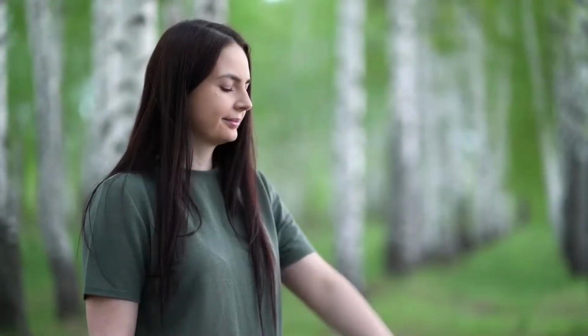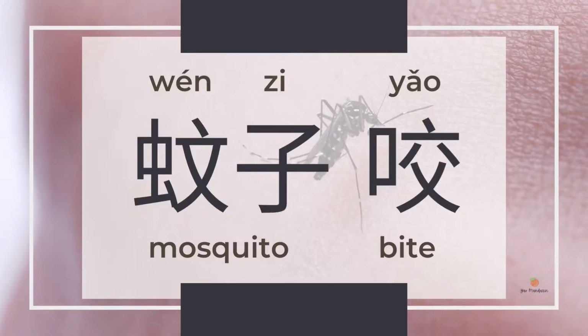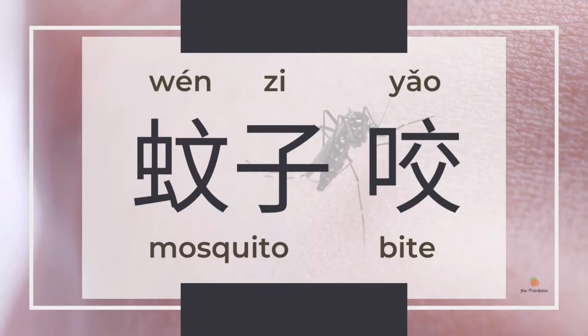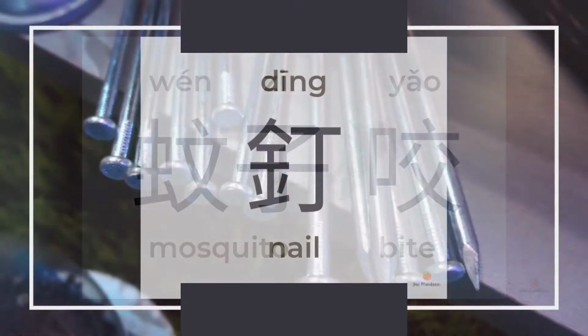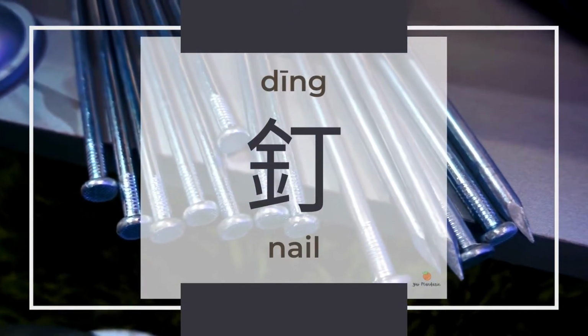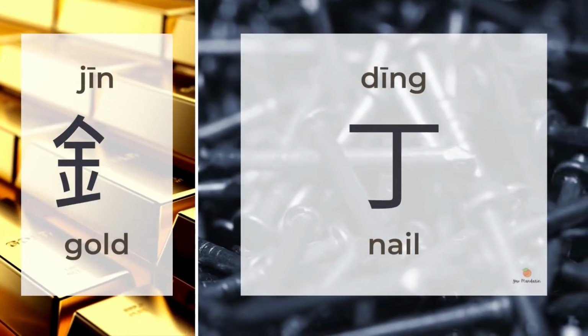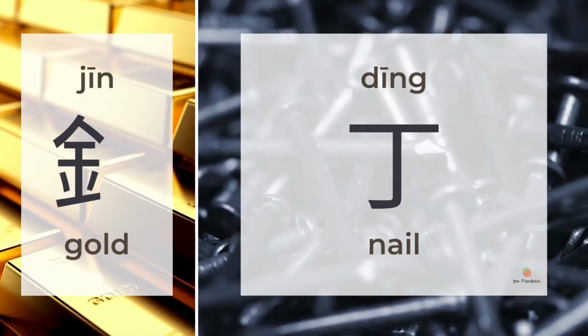How about a mosquito bite? It's 蚊子咬. The radical of 咬 is 口 mouth. 咬 relates to 口 mouth. Ding means a nail. It's the left 金 gold or metal and the right ding a nail.